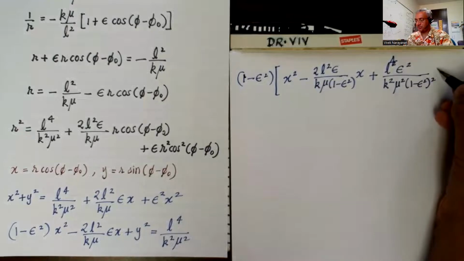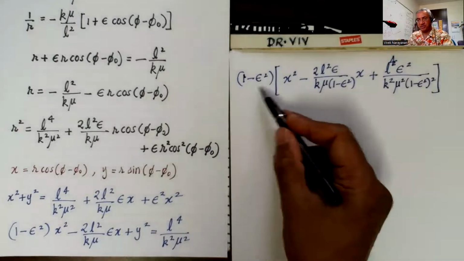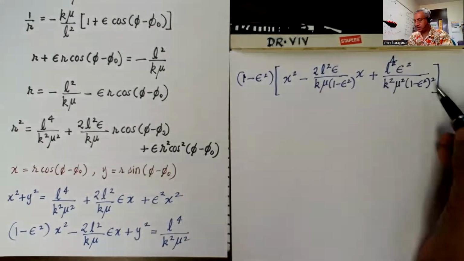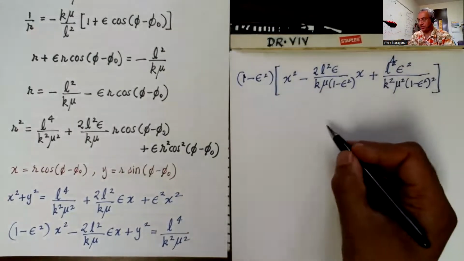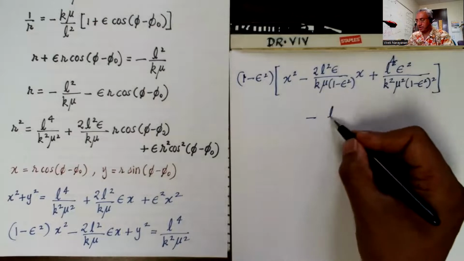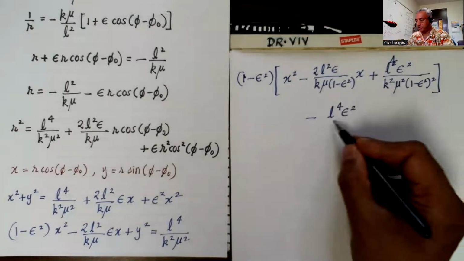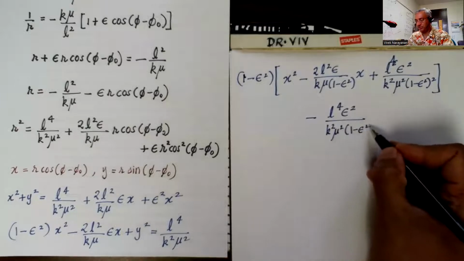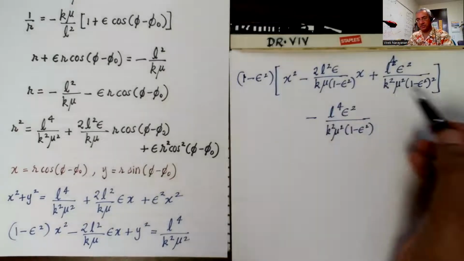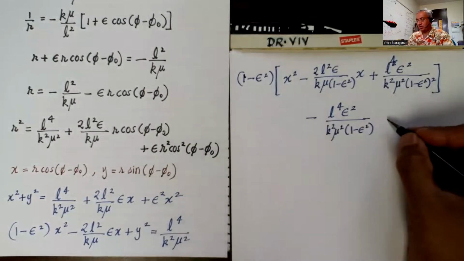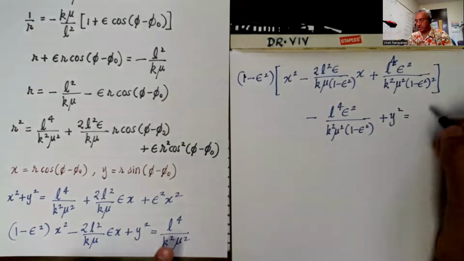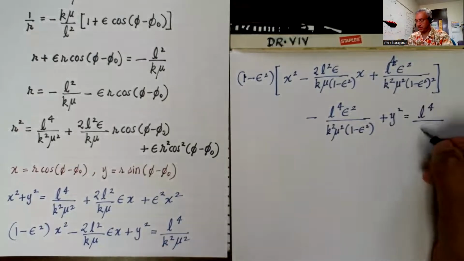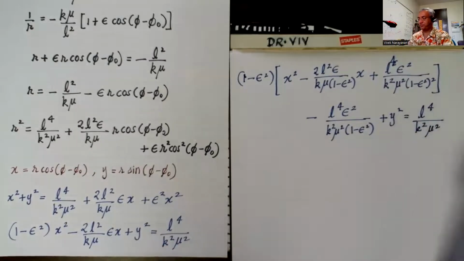And when I subtract the term, I'll have subtracted with this 1 minus epsilon squared multiplying it, so that square part goes away. So I'm going to get negative L to the 4 epsilon squared over k squared mu squared, just 1 minus epsilon squared because of that cancellation with the square, plus y squared equals the right-hand side, L to the 4 over k squared mu squared.